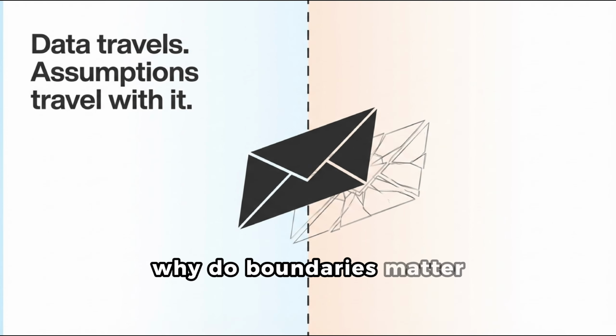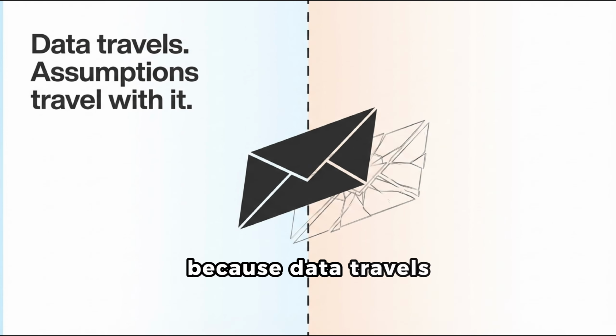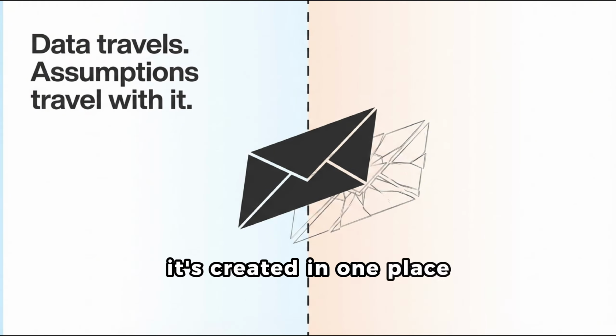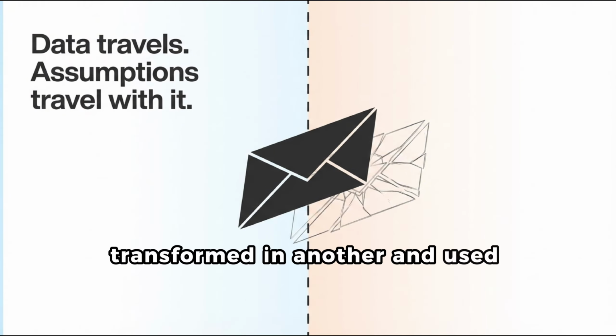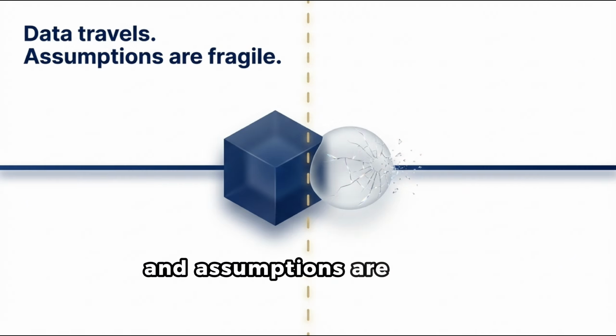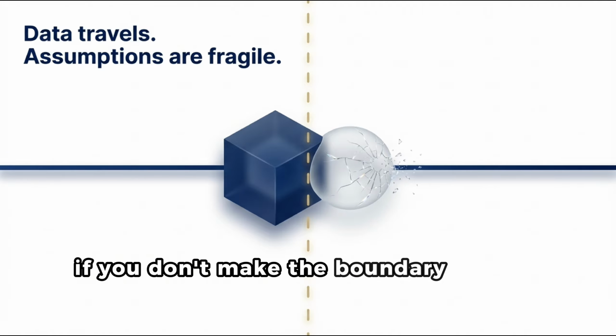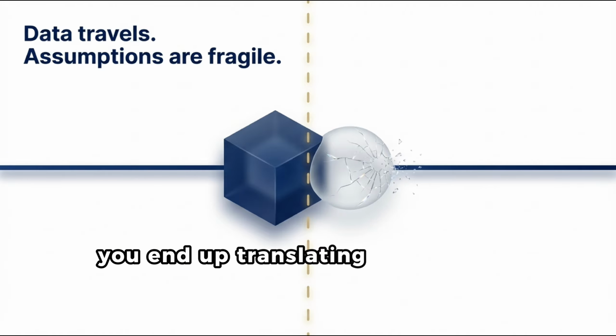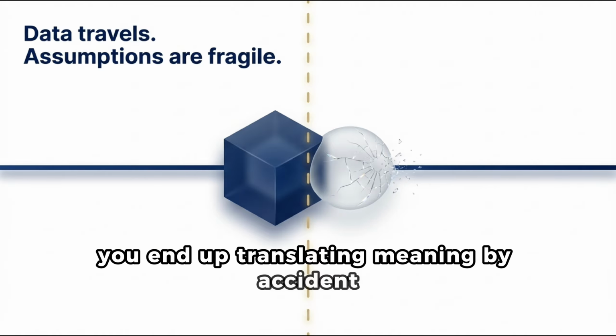Why do boundaries matter? Because data travels. It's created in one place, transformed in another, and used somewhere else. Every time data crosses a boundary, assumptions travel with it, and assumptions are fragile. If you don't make the boundary explicit, you end up translating meaning by accident. Let's look at common kinds of semantic boundaries.